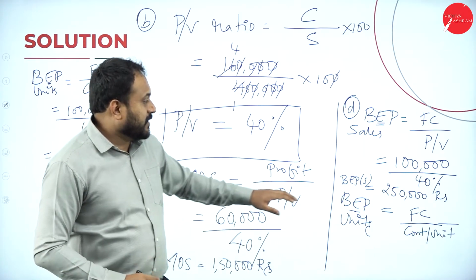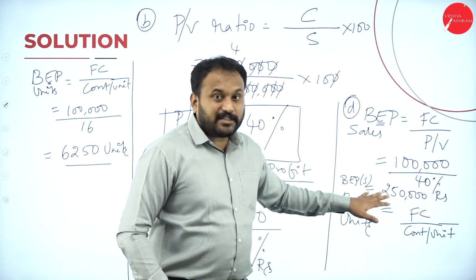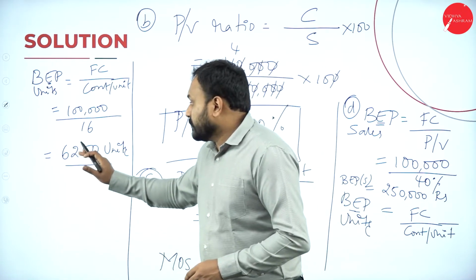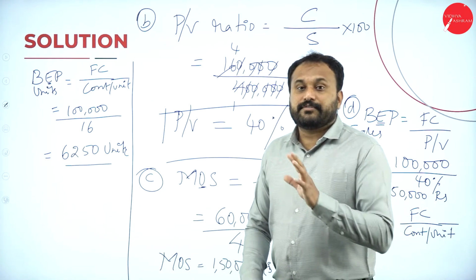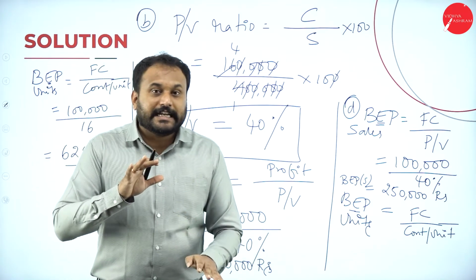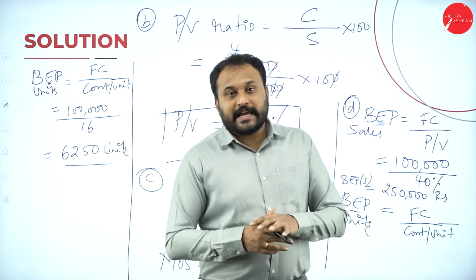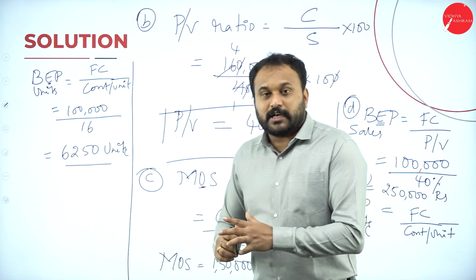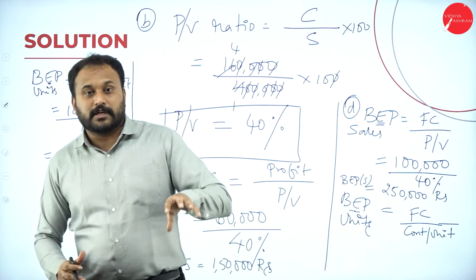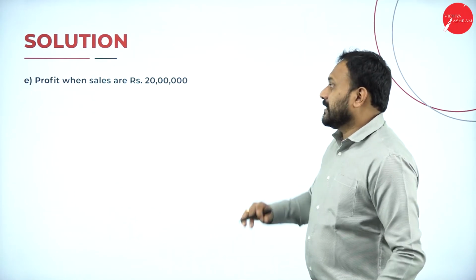Now when you understand here, that is 2,50,000 rupees sales you are supposed to do. And how many units are you supposed to produce? You are supposed to produce 6,250 units. Only then you are in a place where we call it neither loss nor profit. Hope you people are able to understand the MOS formula, the BEP in sales formula and BEP in units formula also. So let's go with the next one.